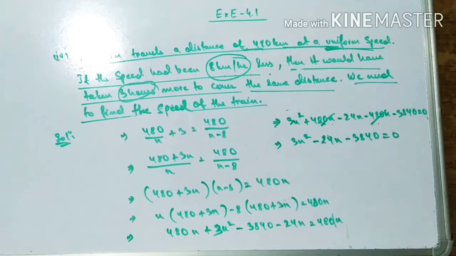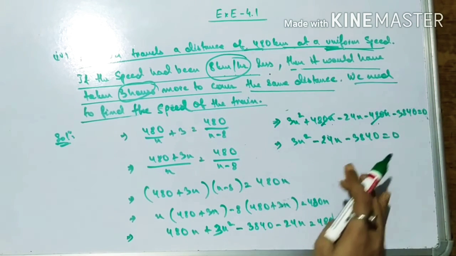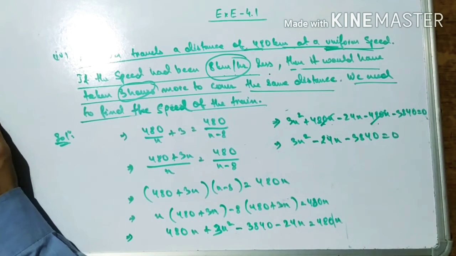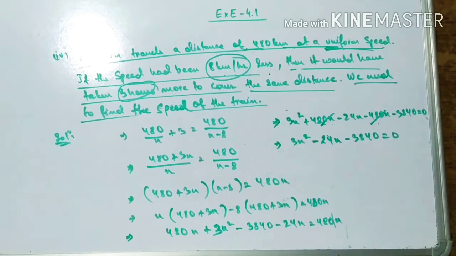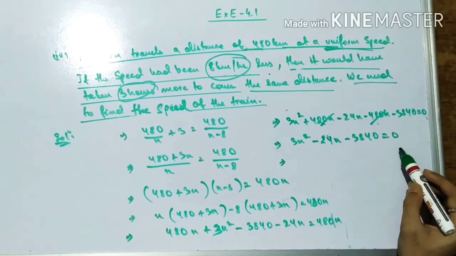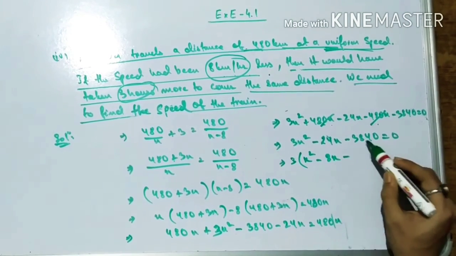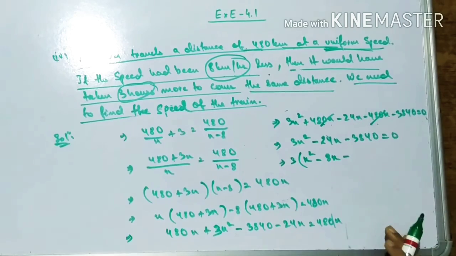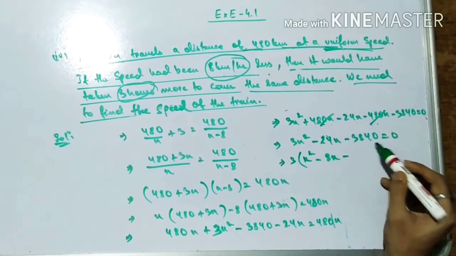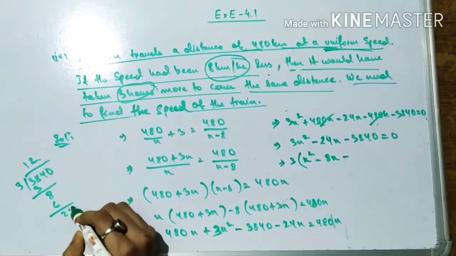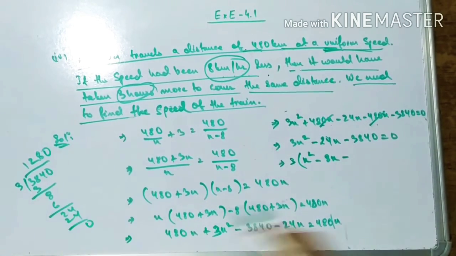So now in here, let me check the back answer. Is this the quadratic equation or not? Exercise 4.1. Okay, so I think I will be able to take 3 common here. If I take 3 common, this will be x square minus 8x minus, is 3840 divisible by 3? Let me check. 3 1s are 3, 3 2s are 6, 3 8s are 24, and 0. Yes, it is divisible by 3.